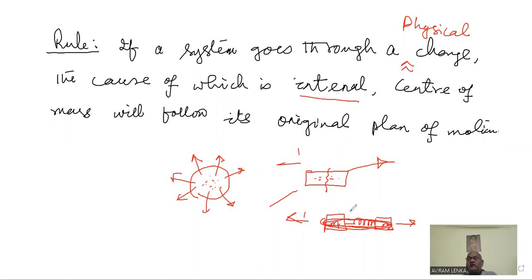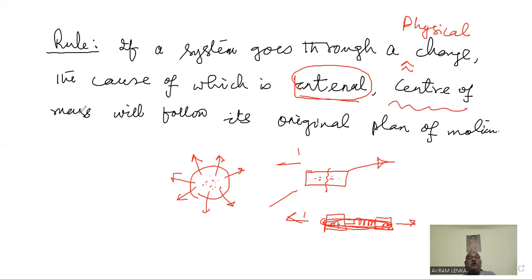And then some peculiar things will happen, which can be predicted very easily by center of mass. The problem can be solved very easily by center of mass. But the snapping of the string and the separation of the masses can be taken as an internal change. If the change of the system is internal, then the center of mass will follow the original plan of motion.